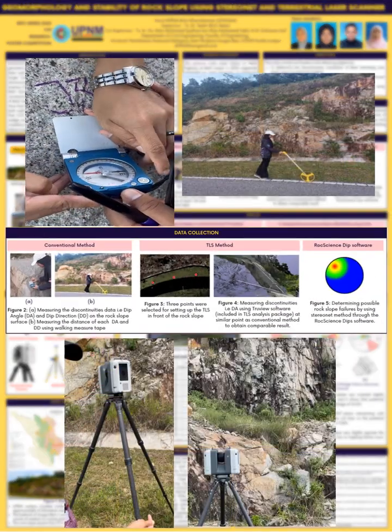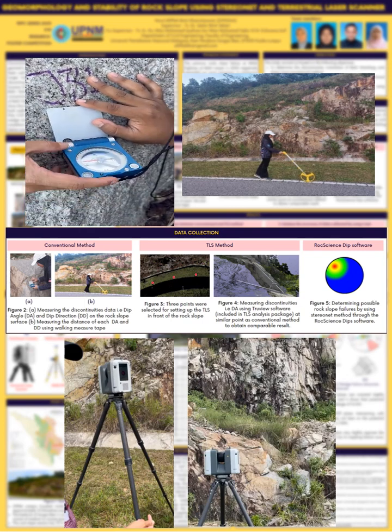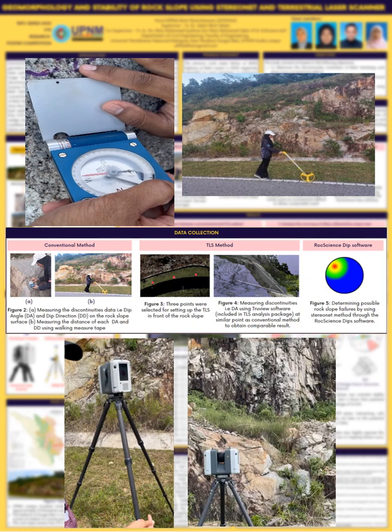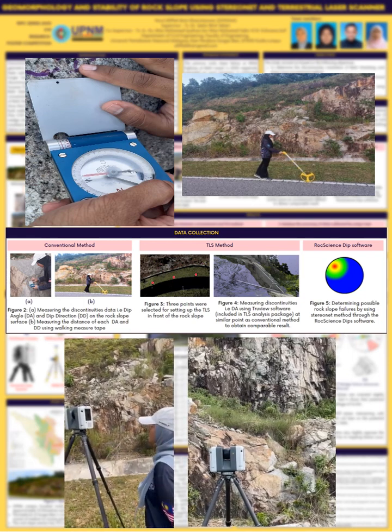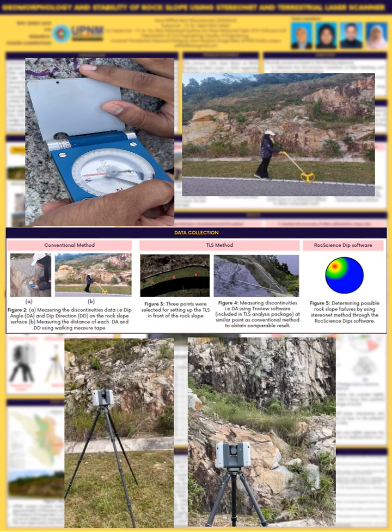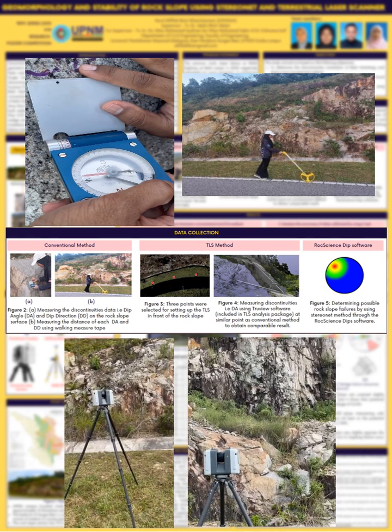During the conventional method, a Brunton compass was used to measure the discontinuities data, dip angle and dip direction on the rock slope surface. Next, a measuring tape was used to measure the distance of each dip angle and dip direction. In order to carry out the TLS method, 3 points were selected for setting up the TLS in front of the rock slope. Next, discontinuities dip angle was measured using TrueView software, which is included in the TLS analysis package, at the same points as the conventional method to obtain comparable results.